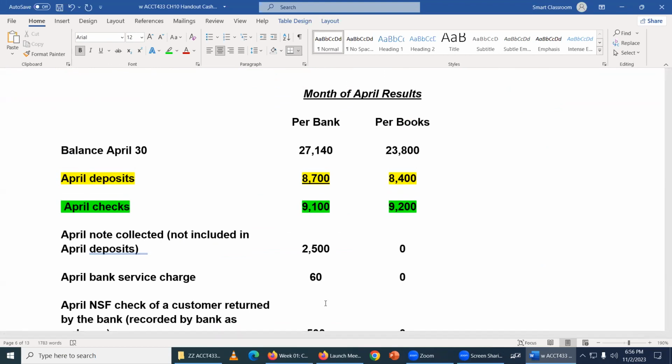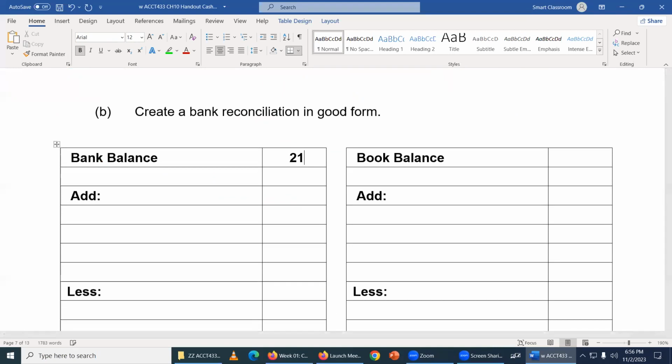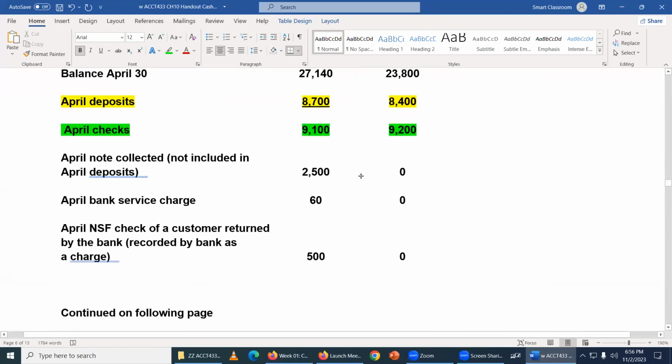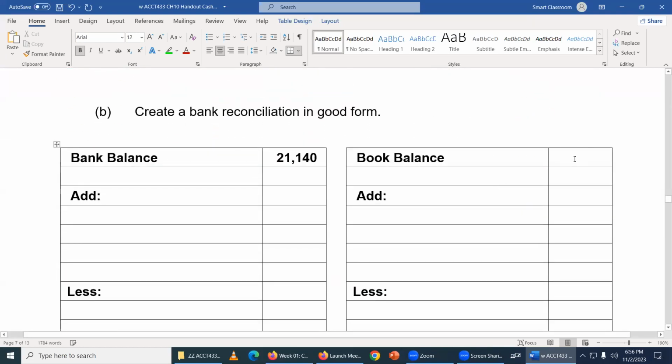740. Yes. 21,140. No, 27,140, 23,800. 25,740.